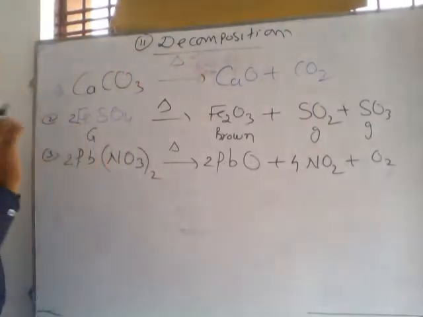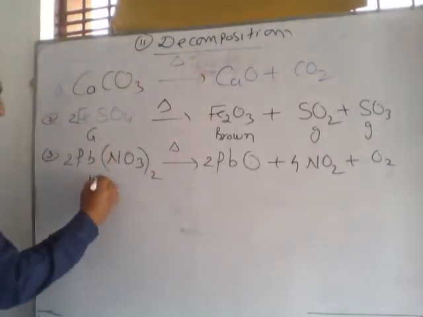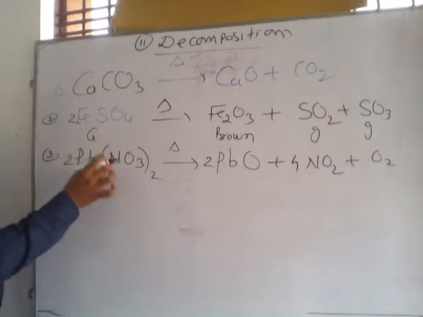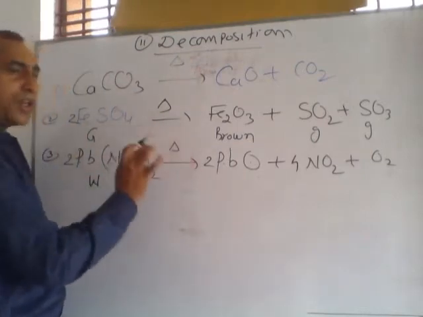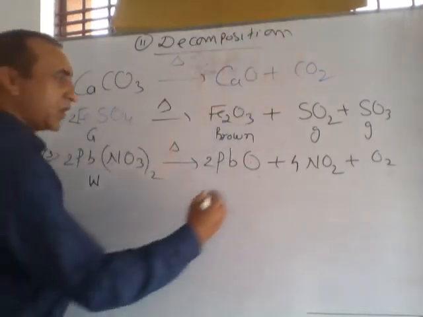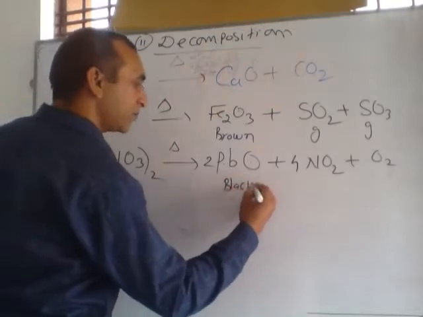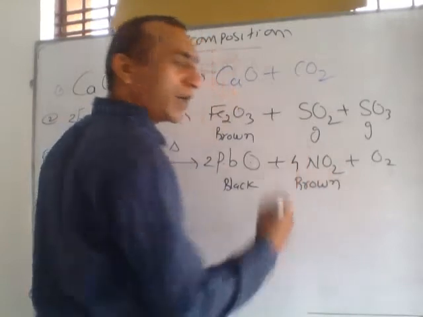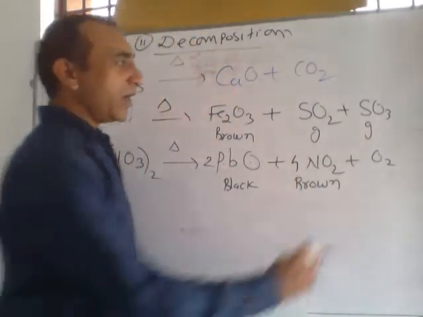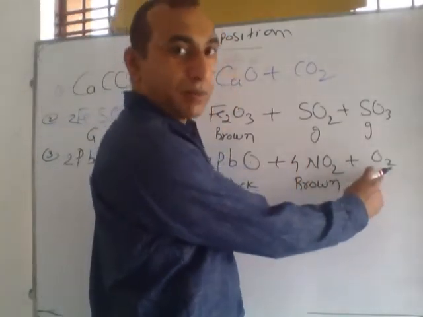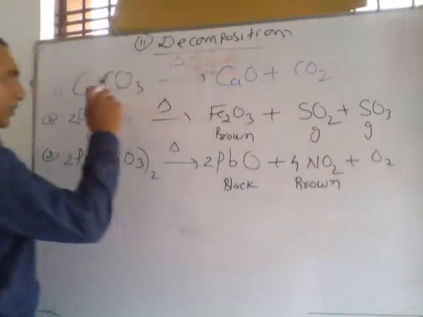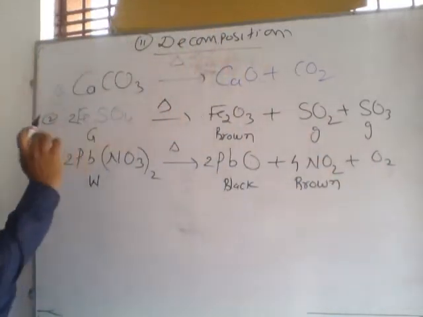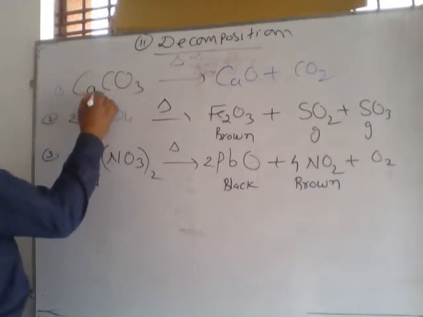Observe, in exam they ask, there is a white color compound, this is solid. On heating, the white color compound gives 3 different compounds. The black color lead oxide and a brown colored gas, and a gas which helps in combustion. In the first reaction, in exam they ask that there is a white color solid.